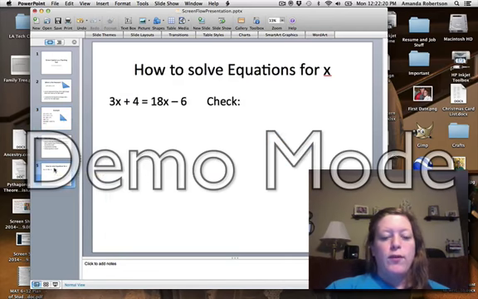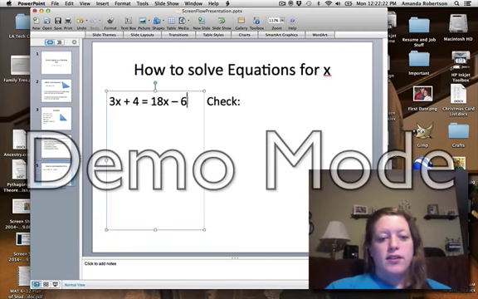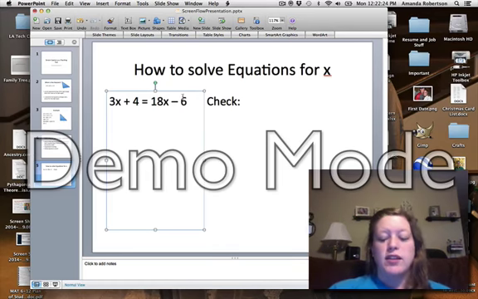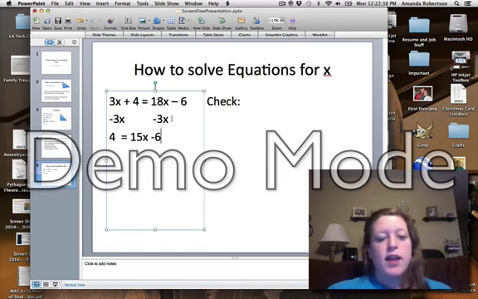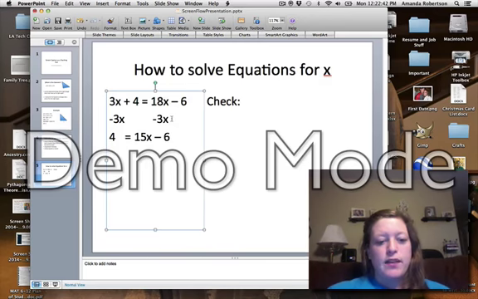Another quick review is how to solve equations for x. Remember, if you're given something like this, you've got to get your x's on the same side. So I'm subtracting 3x from both sides to get this to go to 0. And I'm left with 4 is equal to 15x minus 6. Remember, my next step here is add 6 to both sides to make that minus 6 go away.